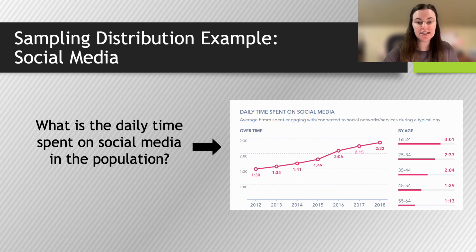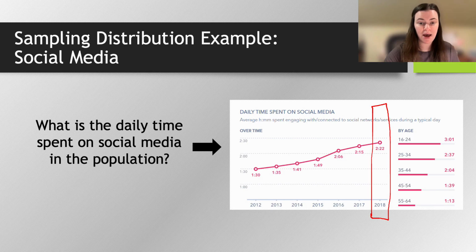In this case, let's take this example here of the average amount of time we spend on social media in the population. So we're going to specifically focus right here on the year 2018. You can imagine if this line graph was extended even further, the amount of time would probably exponentially increase at this point, as we've had the addition of a lot more social media platforms and the availability of smartphones.